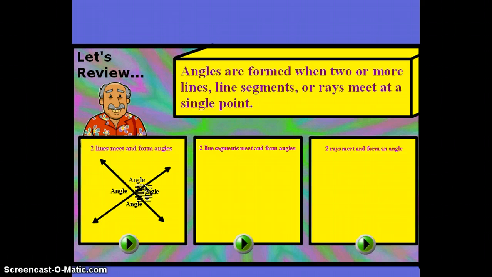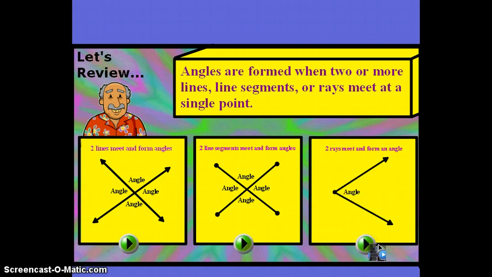They're all acute angles, but they're two lines. The next one, two line segments meet to form angles. And the third one, two rays meet to make an angle. Really, we're going to focus on the last one and not the other ones. We're focusing on two rays forming an angle.